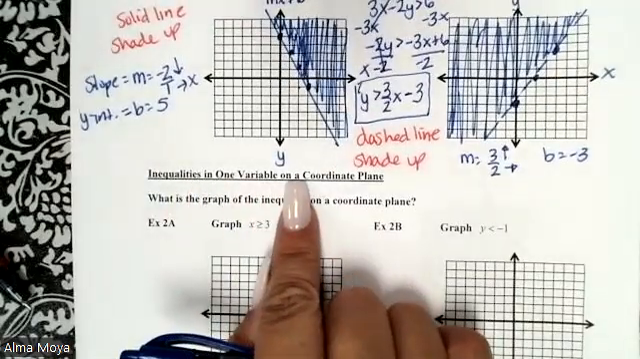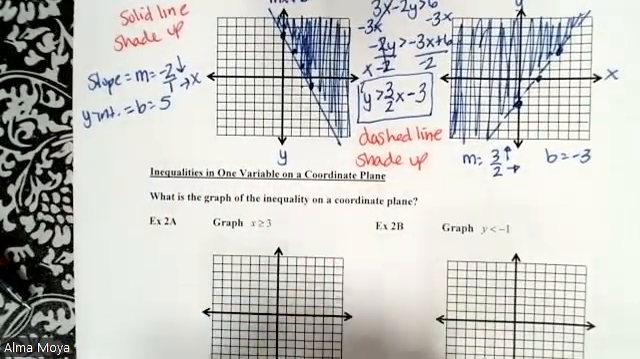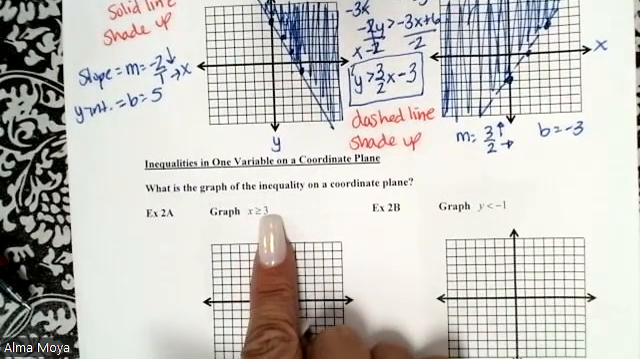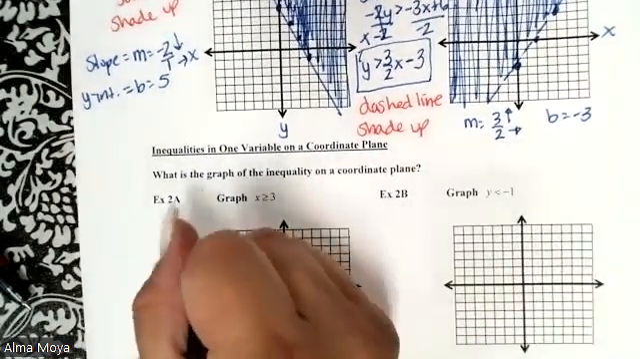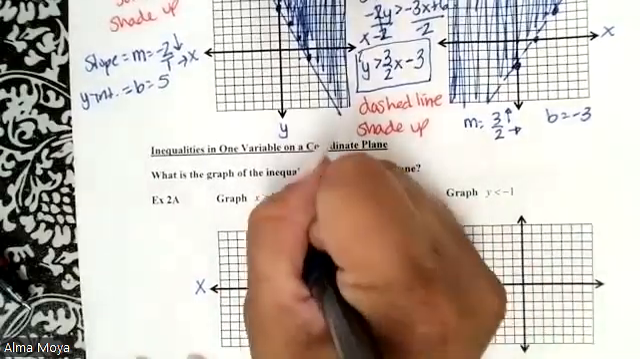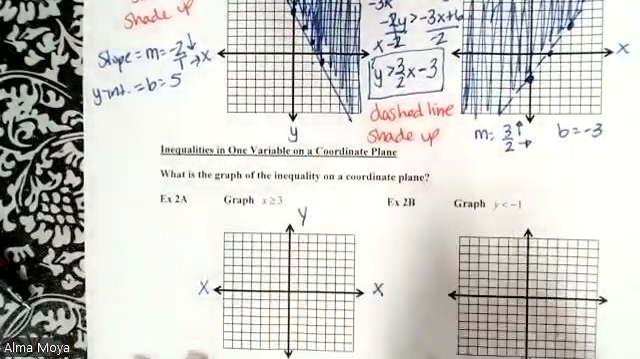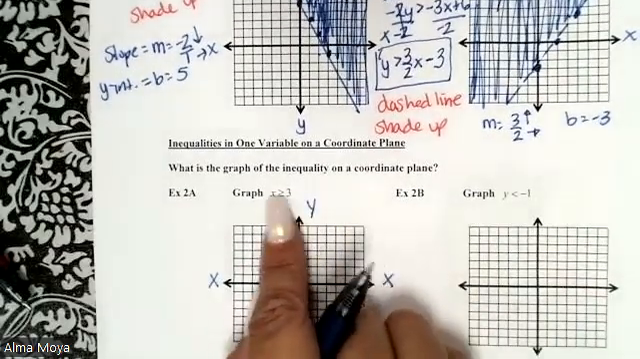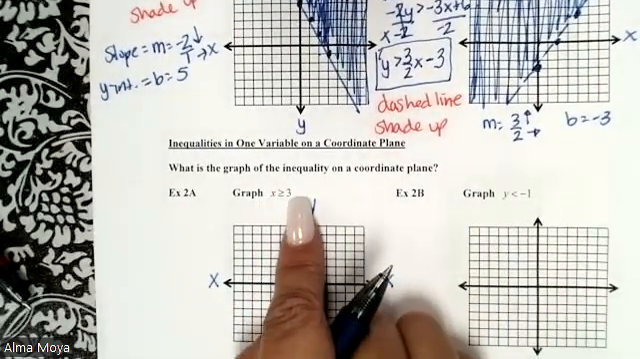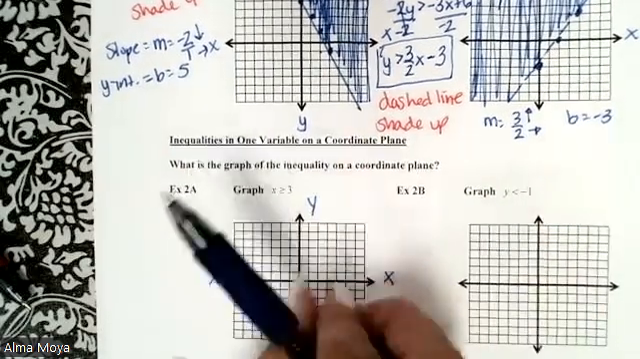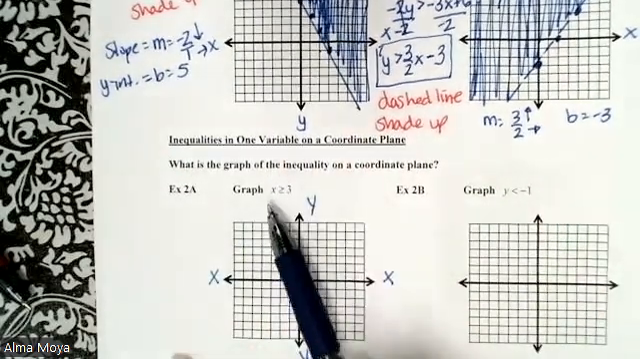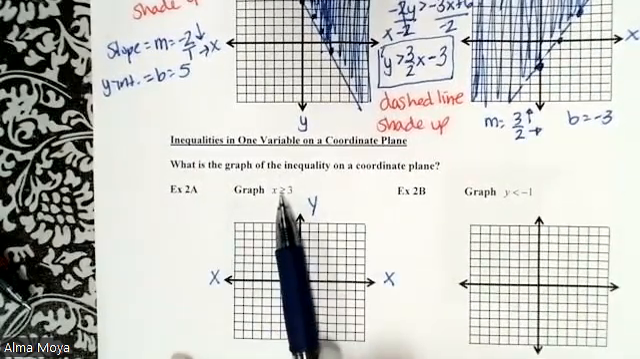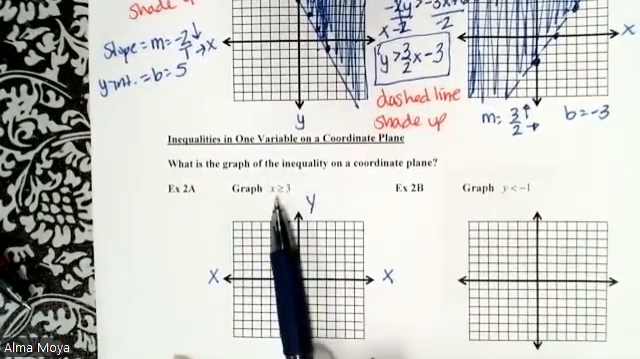Inequalities in one variable on a coordinate plane. If you notice right here, it just says x is less than or equal to 3. This is the x-axis. This is the y-axis. On this one, you are missing the y value. Because you're missing the y value, the graph is never going to cross the y line. It's going to run parallel to it, because there is no y in here.